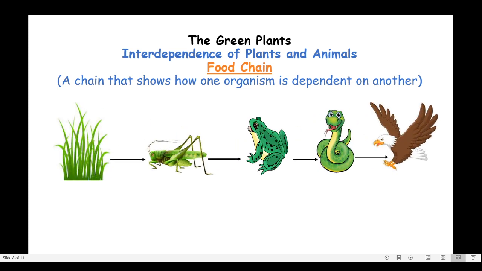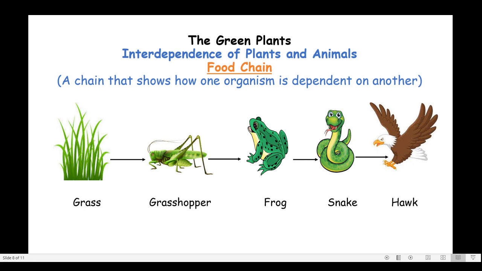This example is very common and all of you are very much aware of it. The grass, the grasshopper, right? And the grasshopper is eaten by the frog, a frog is eaten by the snake, and a snake is eaten by the hawk. So this makes a food chain, a chain that shows how one organism is dependent on another for its food requirement.